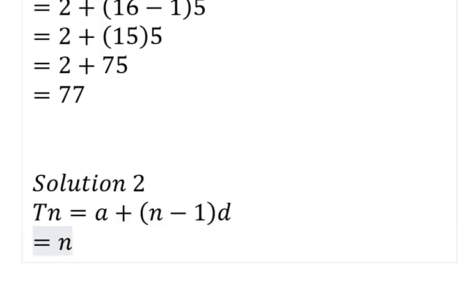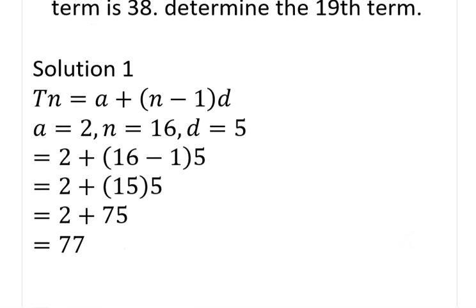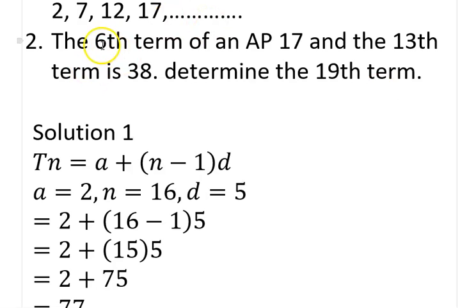So when n is 6, he said the sixth term of an AP is 17. So we are given the Tn to be 17. Am I correct? Yes, the sixth term is 17. We are given the 13th term to be 38.